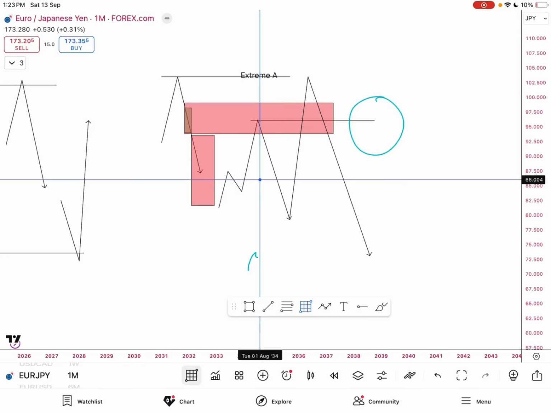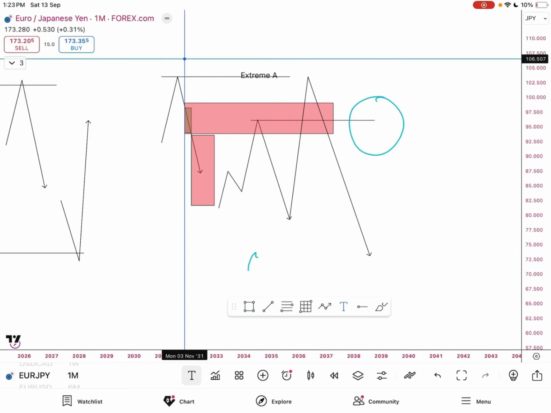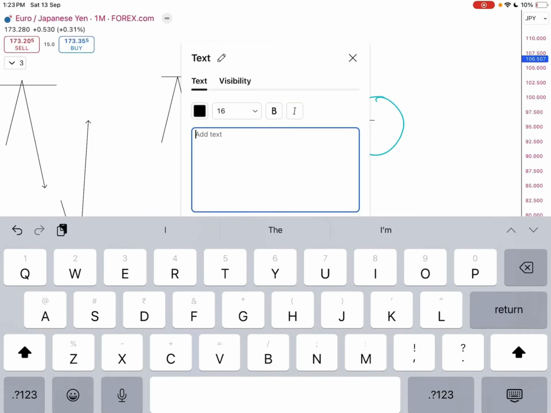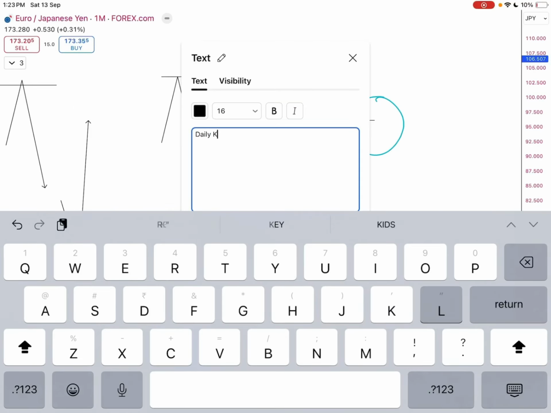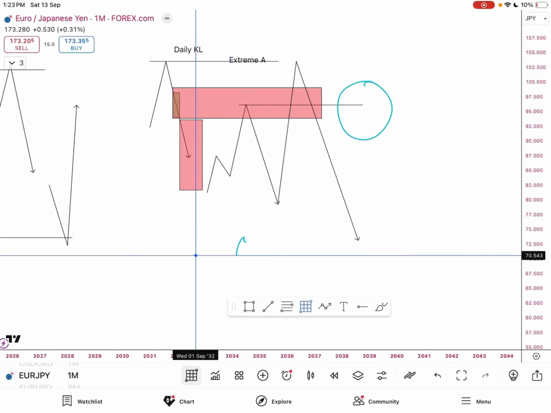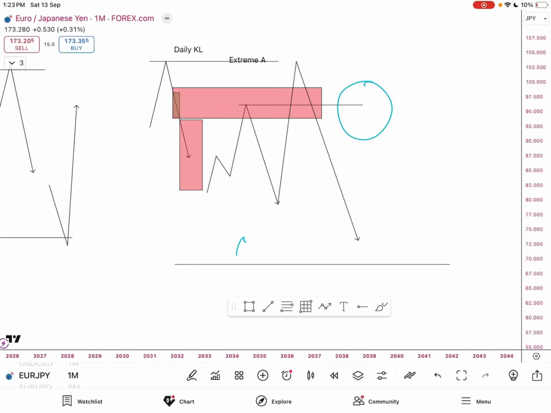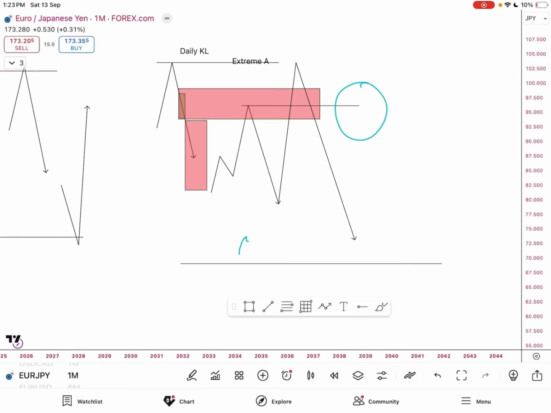What is an external key level? If you take the trade from a daily key level, this is your daily key level. If this is your daily key level, what is your target? Another daily key level. Okay. So these are the targets for your daily storyline.